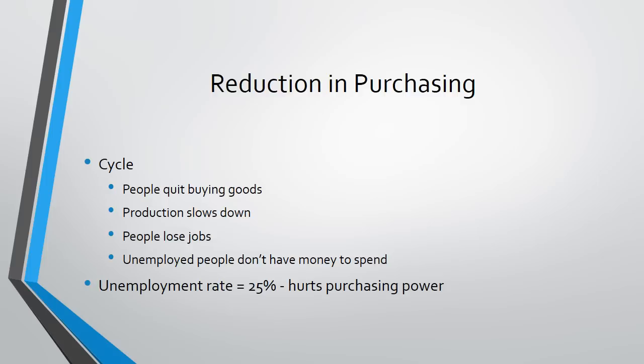In what would become a vicious cycle, after the stock market crash and due to other economic fears, the average consumer stopped purchasing goods. When people stopped buying products, companies in turn lowered their production rates. With lower production rates, many consumers lost their jobs and had no money to spend. With an unemployment rate of 25%, this further lessened the purchasing power of the average consumer.